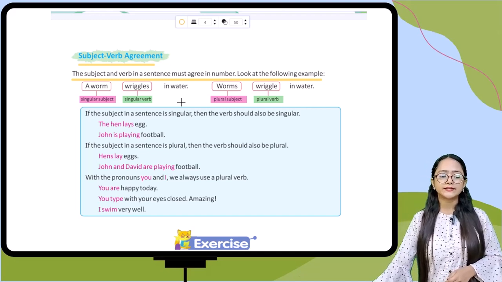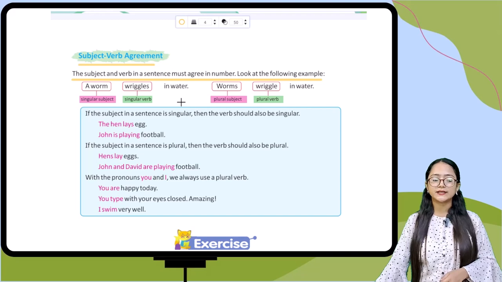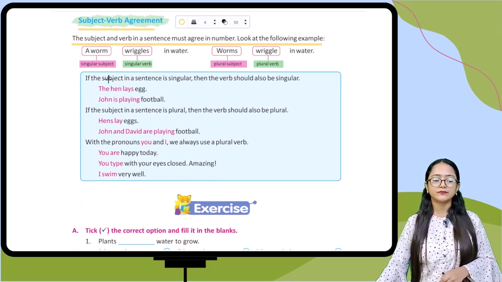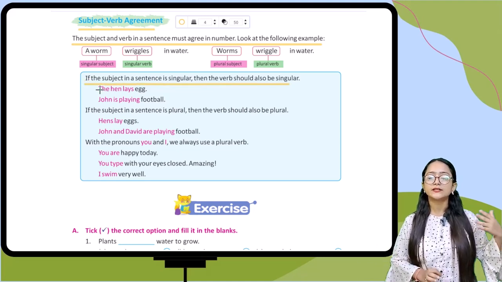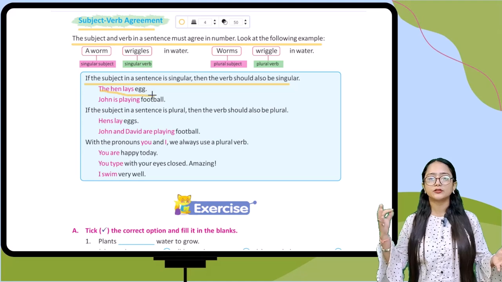Now the next thing given is, if the subject in a sentence is singular, then the verb should also be singular. For example, the hen lays egg. Next one, John is playing football. So if the subject is singular, then the verb should also be singular.